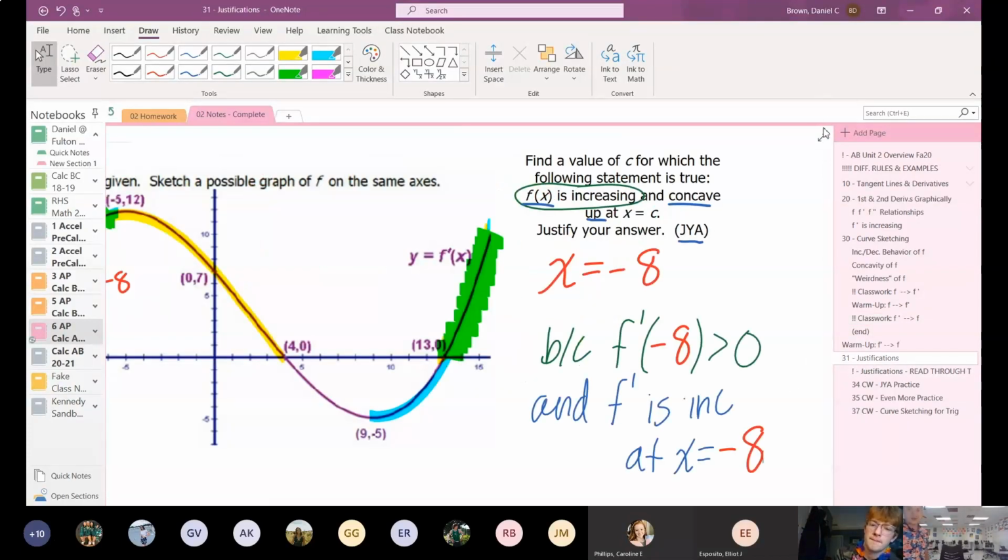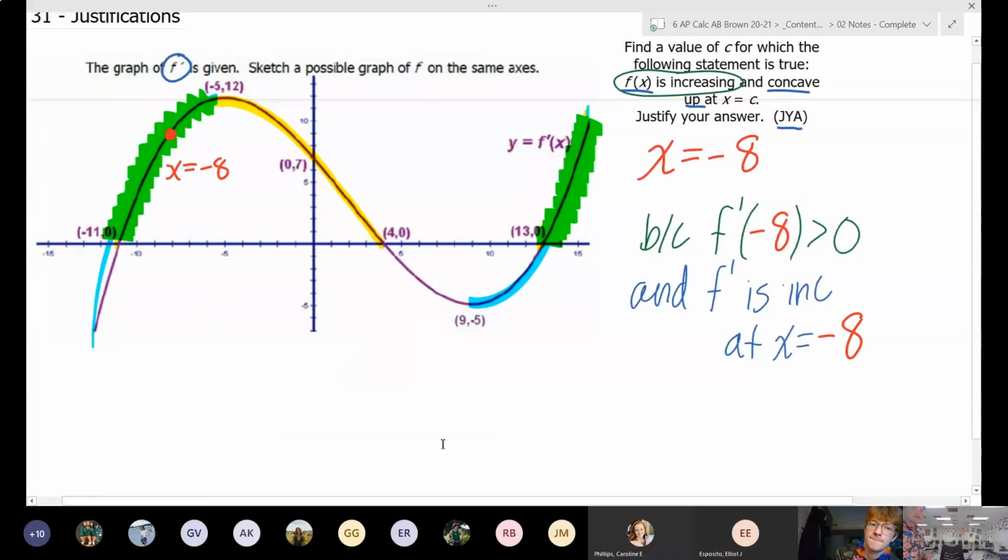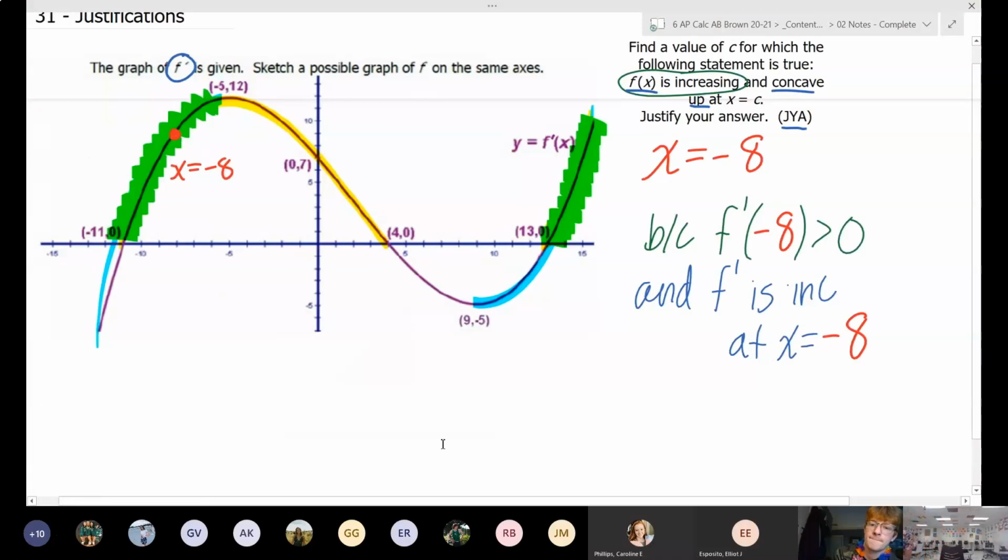That's really what I'm looking for when we're doing justifications. I want them to be clear, I want them to be concise, and obviously I also want them to be correct. So at this time, I am done with class.